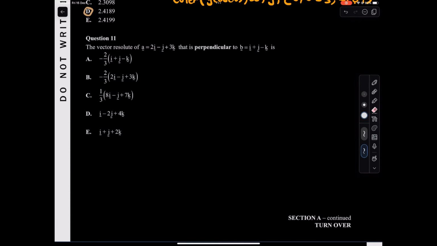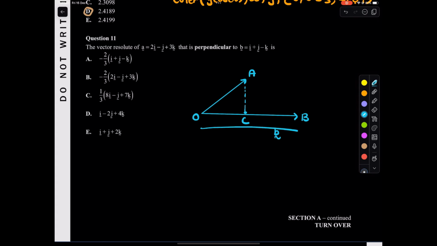What about question 11? The vector resolute of A that is perpendicular to B is what? This is what they're telling you. If I was drawing a vector resolution diagram, this is what we're trying to get. We know this is B and this is A. Let's write it nicely. Let's call this O. This is A. This is B. This is C here. And we call this vector B, the whole long thing.